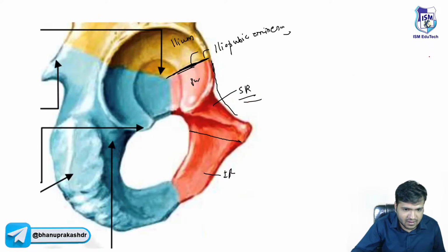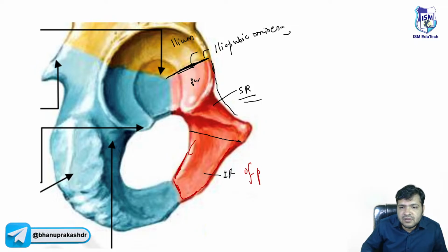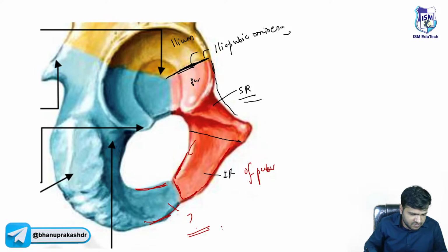You already know this is the inferior ramus of the pubis. Now, it is joining with the inferior ramus of which bone? It is joining with the inferior ramus of which bone, beta?